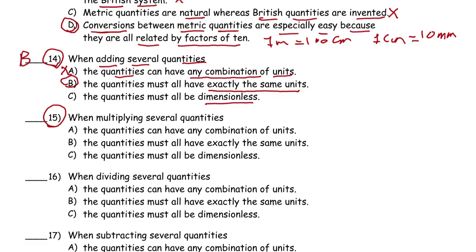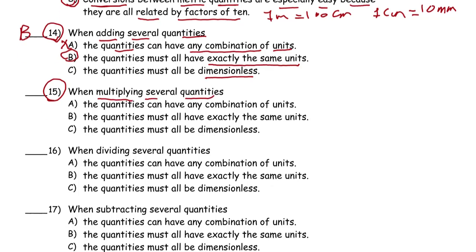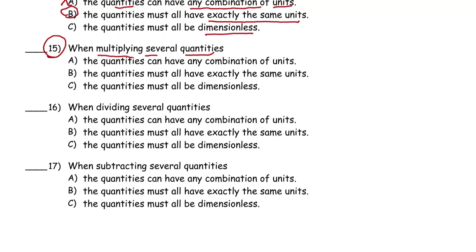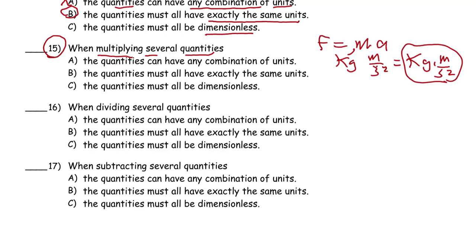15. When multiplying several quantities, the quantities can have any combination of units. Yes. When you multiply mass times acceleration to get the force, Newton's second law, mass in kilogram, acceleration in meter per second square. So the unit for force is kilogram meter per second square, that's what we call Newton, right? So when you multiply or divide, you can use different combinations of units, so letter A is right.